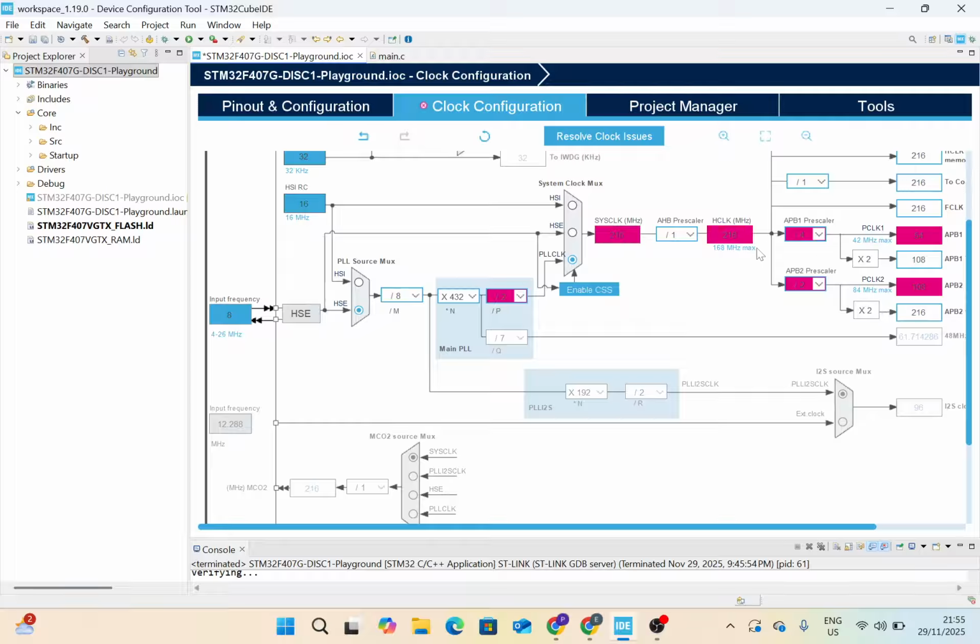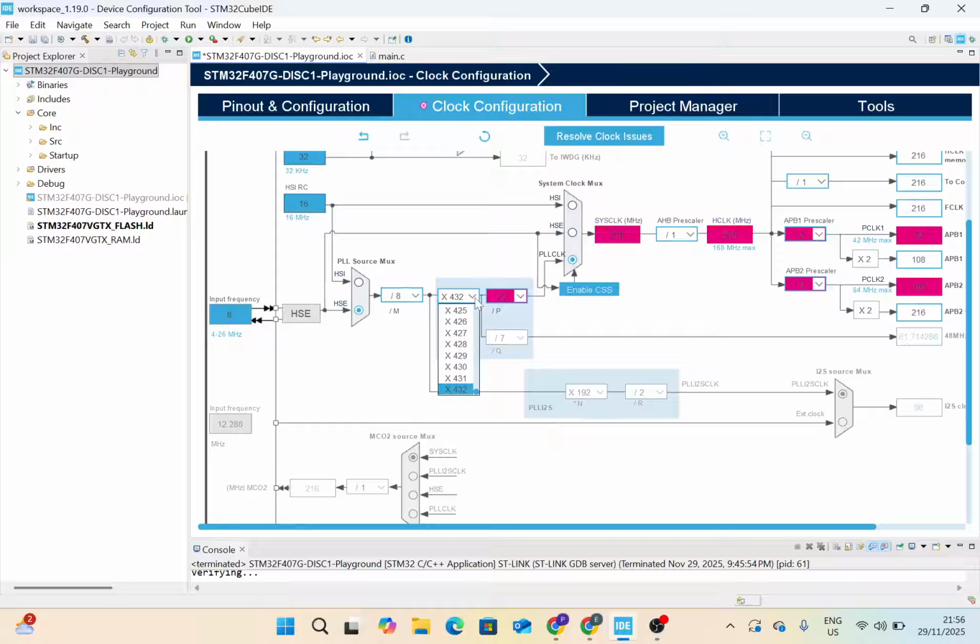You can see that HCLK cannot go beyond 168, and already we are at 400 and something, right? This cannot go beyond 42, and we are already at 400 and something. This cannot go beyond 84. These are the constraints by design, and you have to respect them, otherwise you cannot get the processor to do what it wants to do.